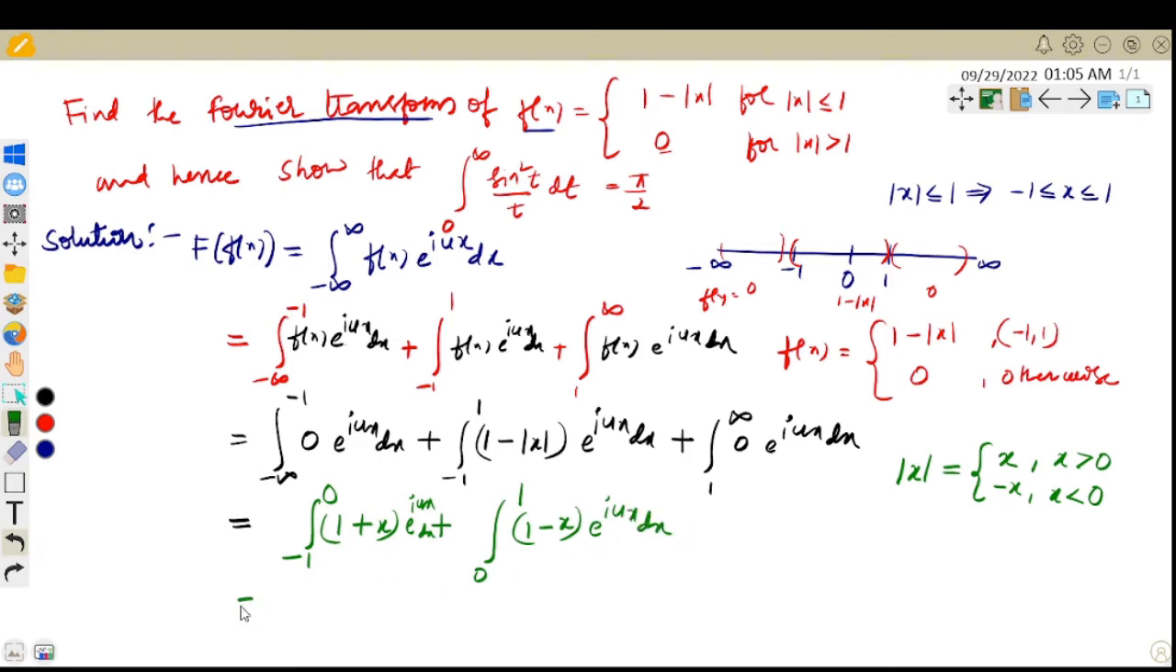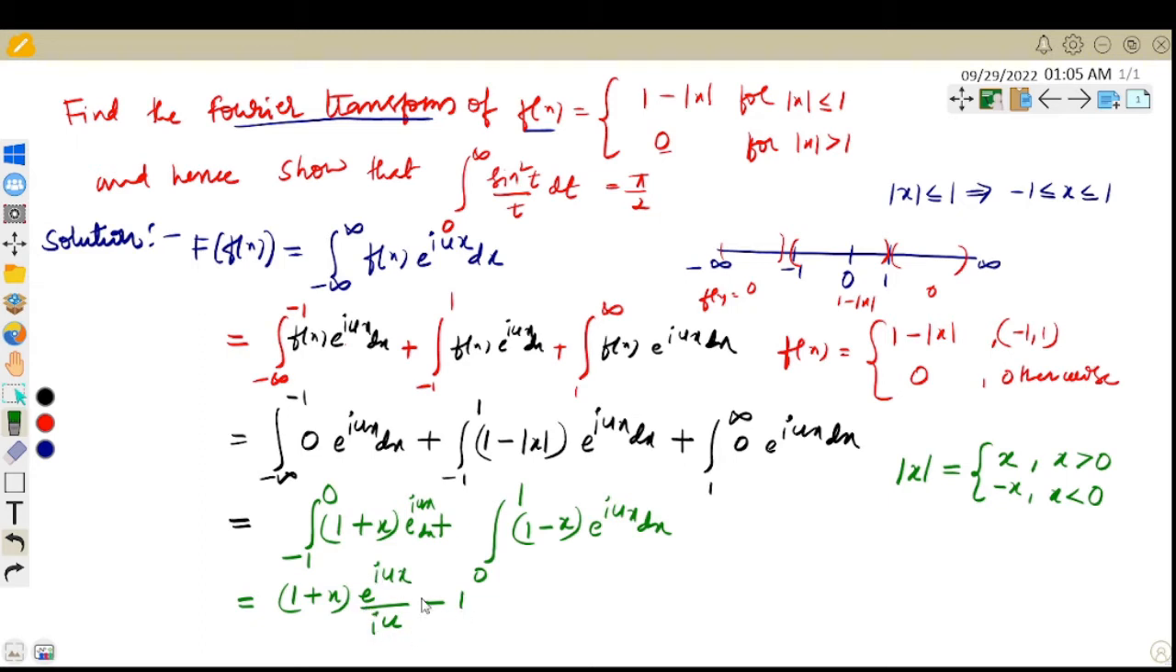So now let us integrate this. Integration of 1 plus x into e raised to iux. We are using Bernoulli's rule. First function 1 plus x. Integration of e raised to iux is e raised to iux divided by iu, minus the differentiation of 1 plus x, which is 1.